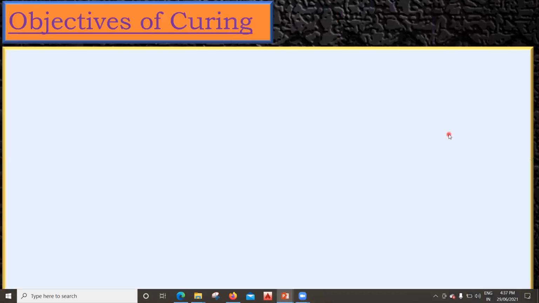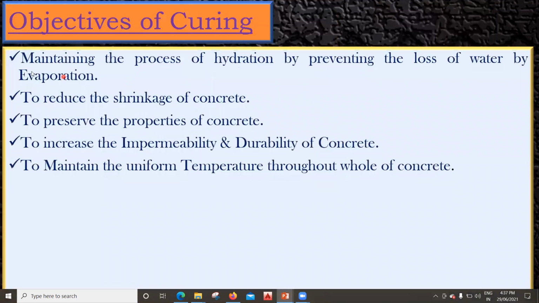Yeah. So now coming to the objectives of curing. First is maintaining the process of hydration by preventing the loss of water by evaporation. Next is to reduce the shrinkage of the concrete, right? Because as soon as you pour the concrete, after some time, we'll be having a plastic shrinkage.